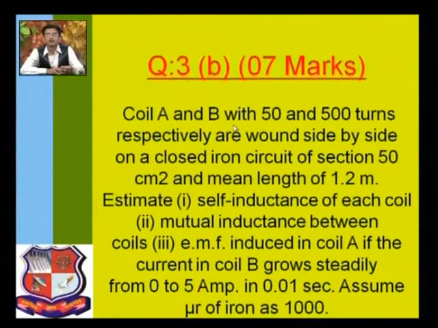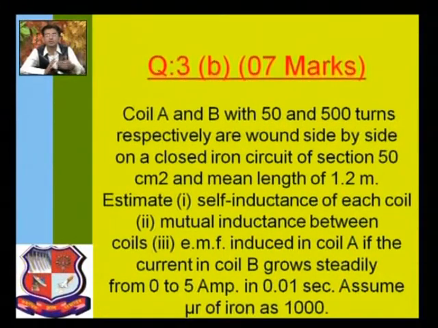In this question, you are given coil A and coil B. Coil A is having 500 turns and coil B is also having 500 turns. Sorry, coil A is having 50 turns and coil B is having 500 turns.